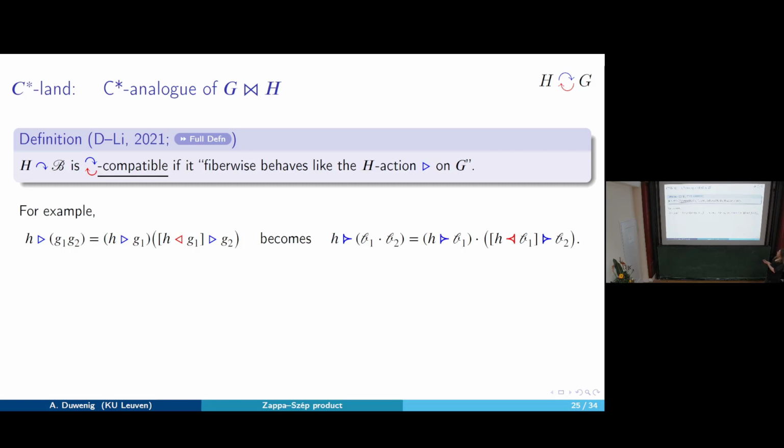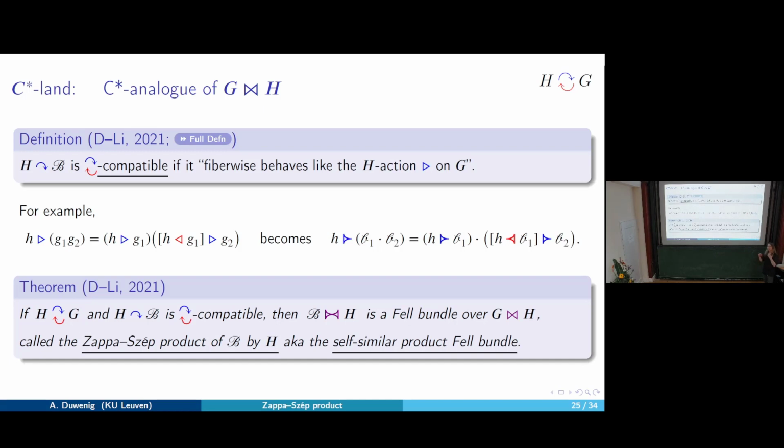I want that if H acts on a Fell bundle product, it acts on the first one, and then I multiply with this variant acting on the second one. And you do this for all the conditions that you asked for in the original definition. And then, I have already alluded to this, if you are in the setting where you have a Zappa-Szép product of groups, actually groupoids, and you have a group acting on a Fell bundle in a compatible way, then this thing that I constructed on the last slide actually is a Fell bundle over the Zappa-Szép product. In our first paper, we called this a Zappa-Szép product. We have since moved to a self-similar product because we are a little more general than the original Zappa-Szép product definition.